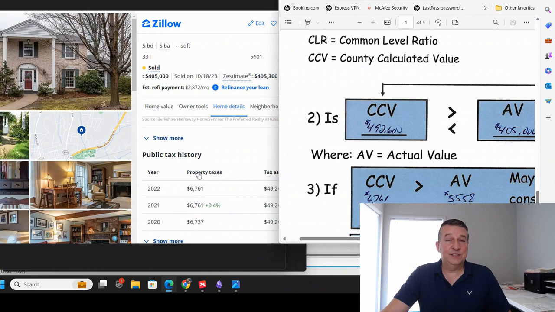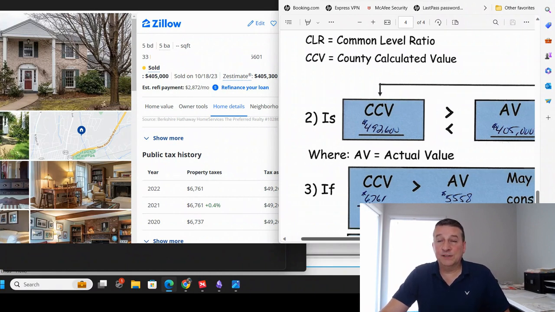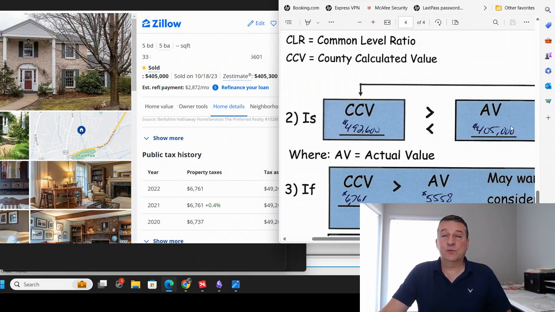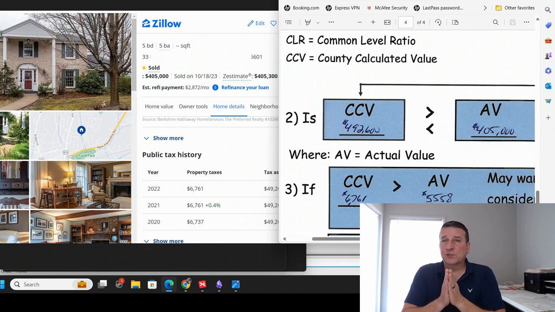Zillow's saying that they're paying $6,761 a year in their property taxes. And if we use these ratios, it looks like it's dropping down maybe just under 20%, maybe about 17, 18%. That comes up with an actual property tax amount of $5,558. So, and this is where the fourth video is going to come into play. Analyzing, is it worth the time, effort, and potentially the money to get a tax assessment appeal filed? More on that here shortly.